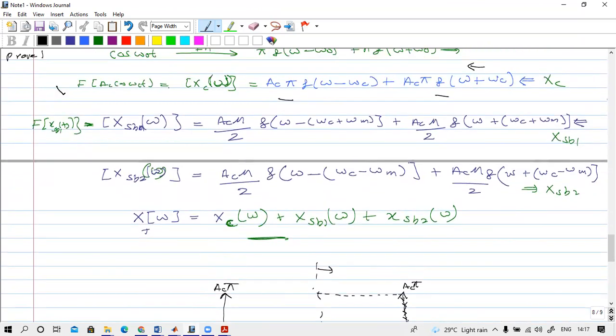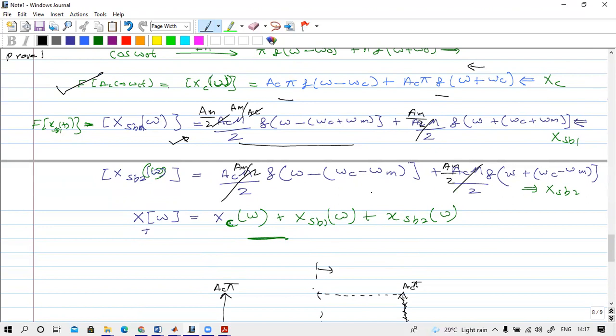Now we have two sidebands. Let's see the first sideband, this one. Here mu is equal to A_M by A_C by definition, so A_C and A_C cancel out, and I will get only A_M by 2. Here also I get A_M by 2, here also, and here also.